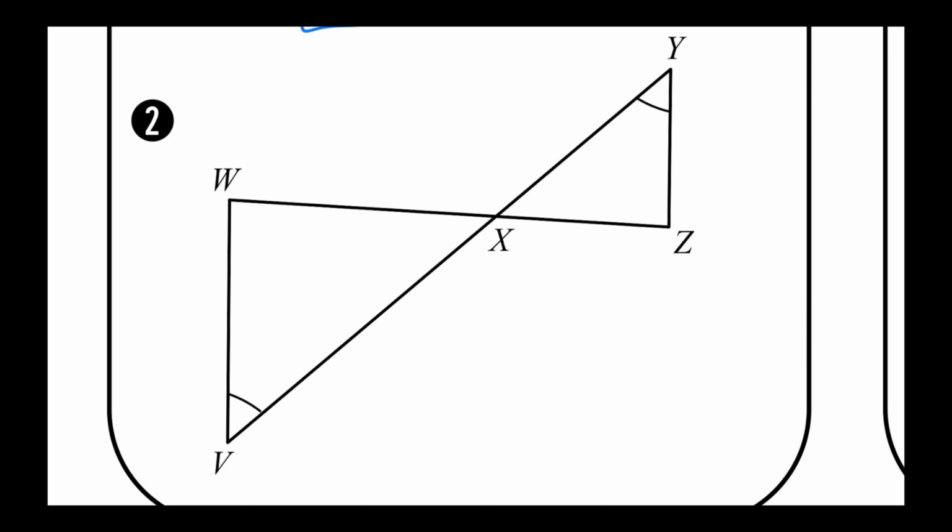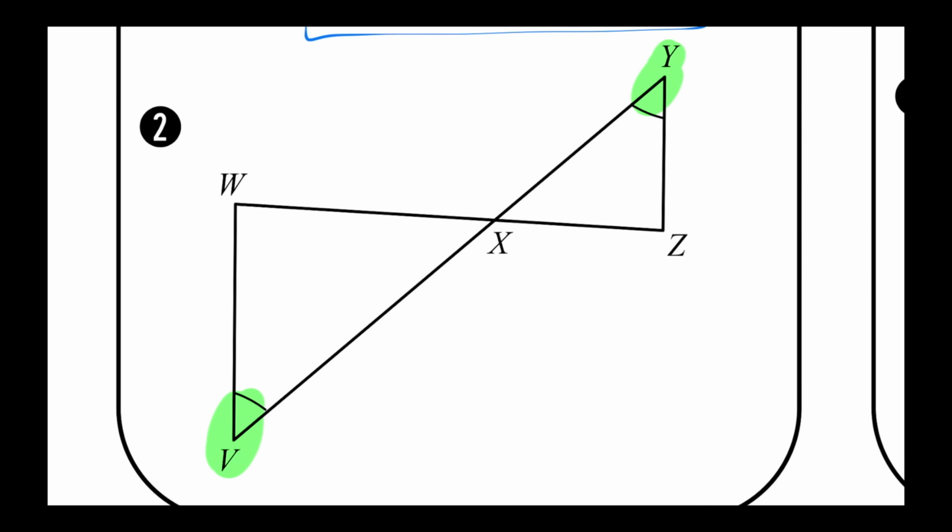Well, they did mark something. If we look here, they marked Y and V with that little arc. And remember, that little arc means that those angles are congruent. So they did give us one, but that's only one pair. We need another pair. Can anyone see anywhere here where an angle from one triangle would be congruent to an angle from another triangle? Can you see it?